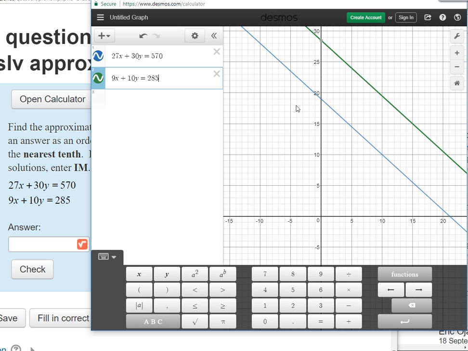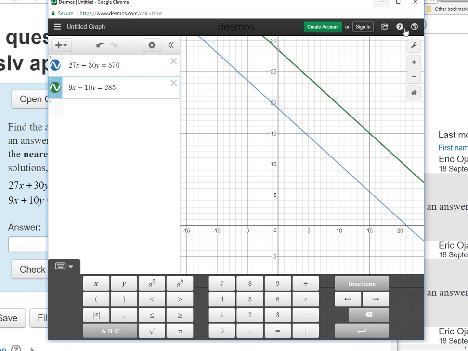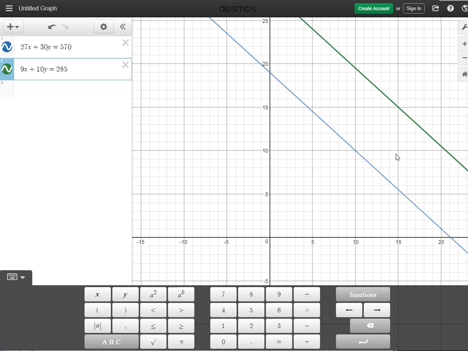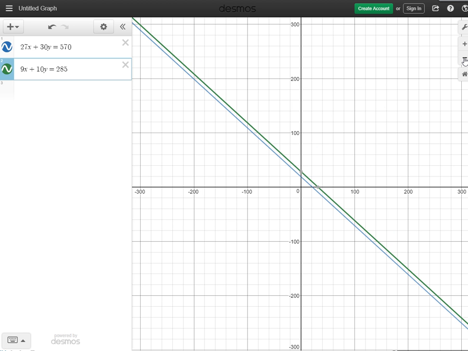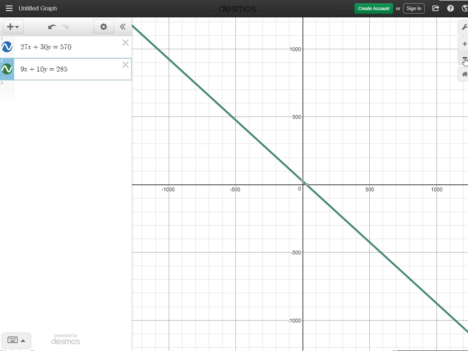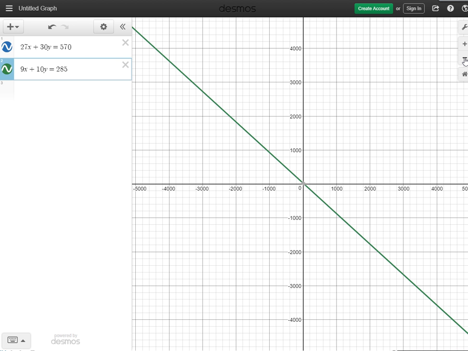Okay, what do you notice about those two lines? Parallel. They seem to be parallel. Do we know that they're parallel? I mean, maybe you're thinking, okay, maybe the slopes are just really close. I could find out, though. If I just keep zooming out, they stay parallel, don't they? They never cross. And eventually, it just looks like one line. Right? So we know they're parallel, don't we? Okay? Make sense?